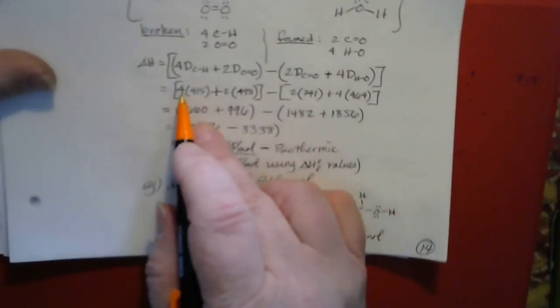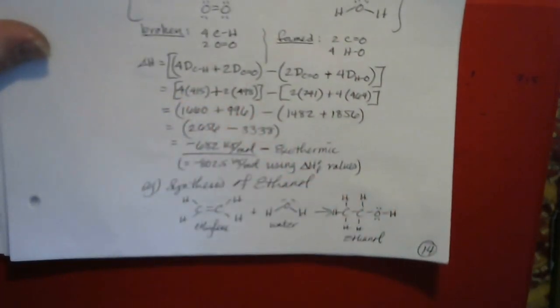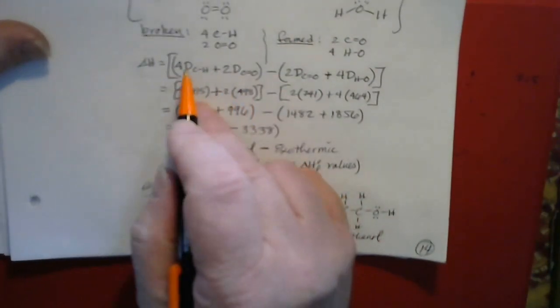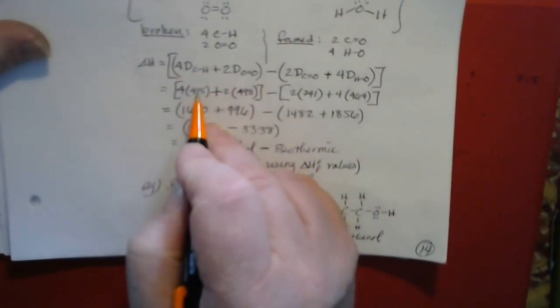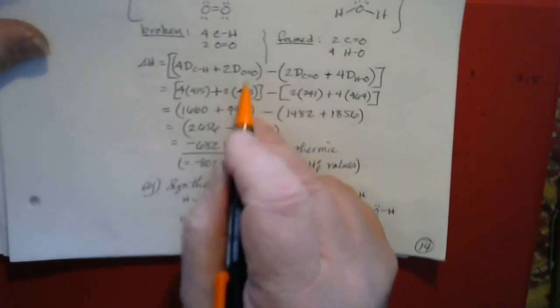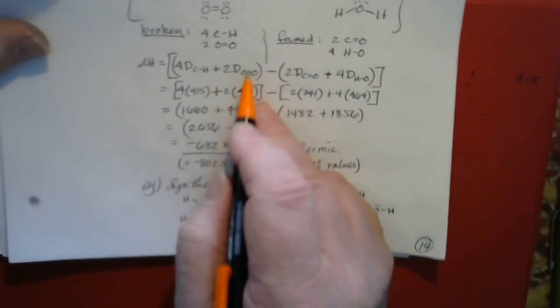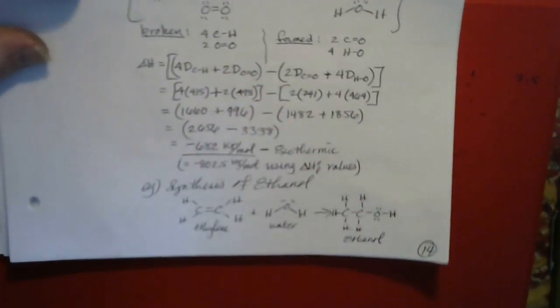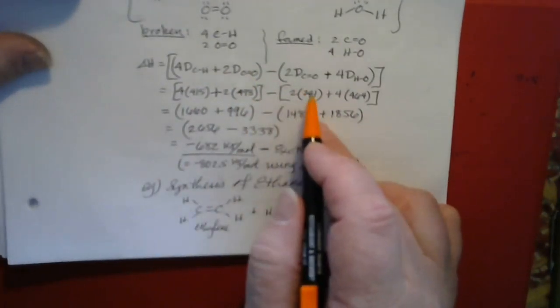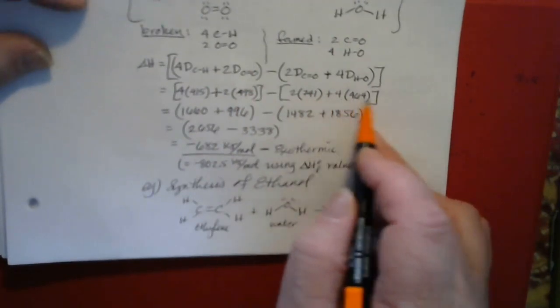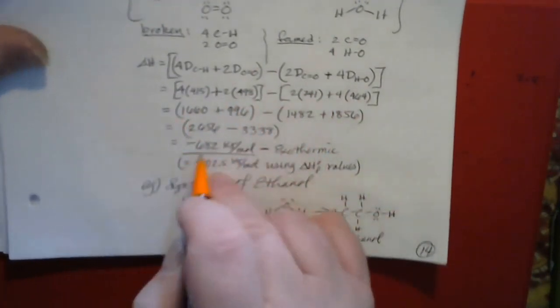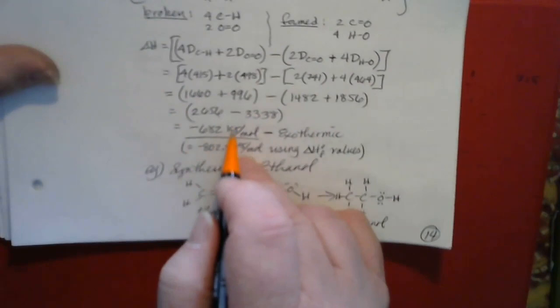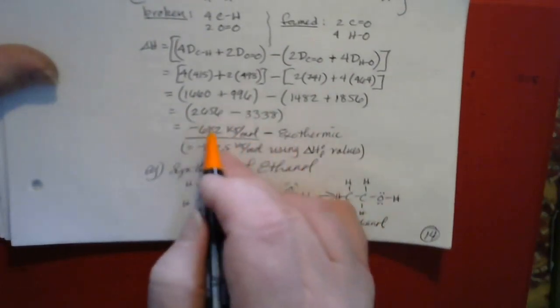And when you look up the numbers, that's going to be 4 times 415, because that's the dissociation energy for the carbon-hydrogen single bond, plus 2 times 498. That's the dissociation energy for the oxygen-oxygen double bond, minus 2 times 741 plus 4 times 464. And all of that works out to negative 682 kilojoules per mole.